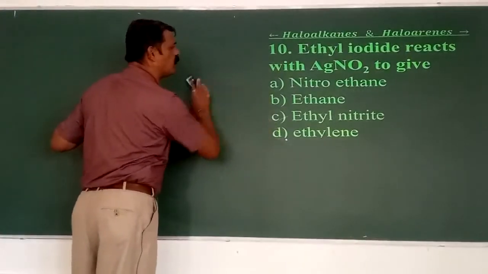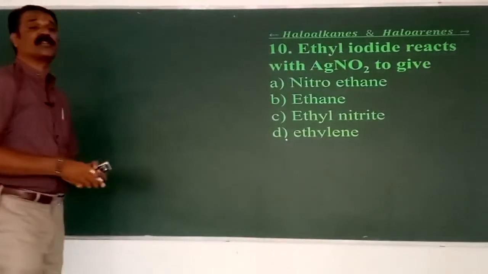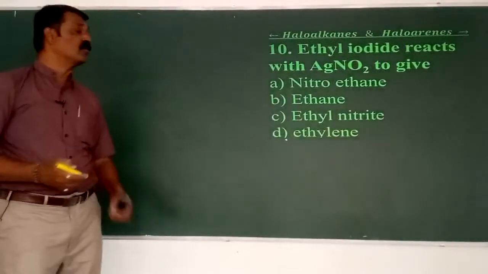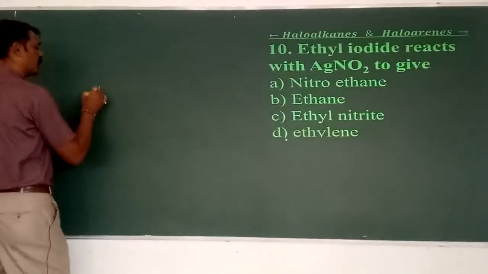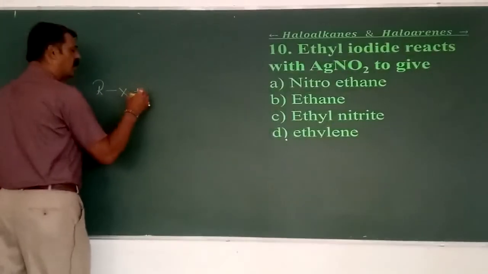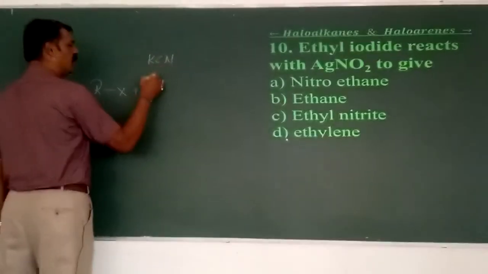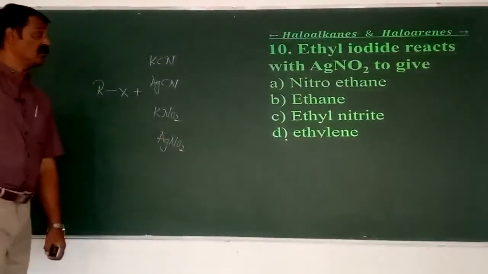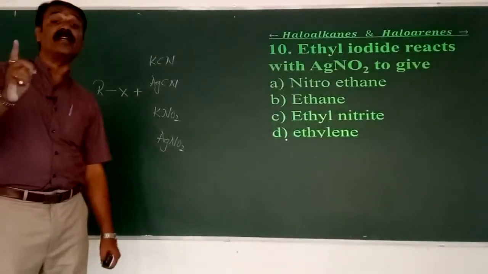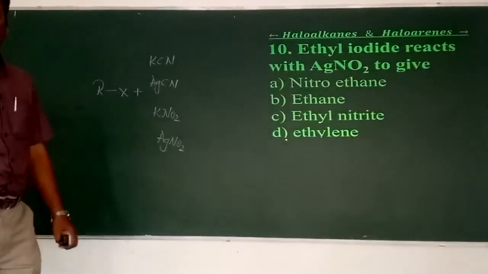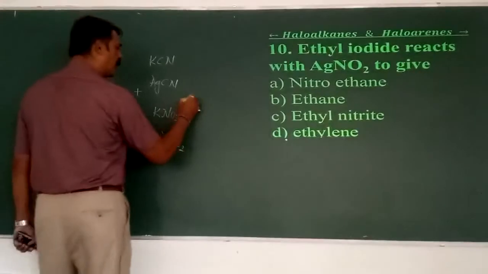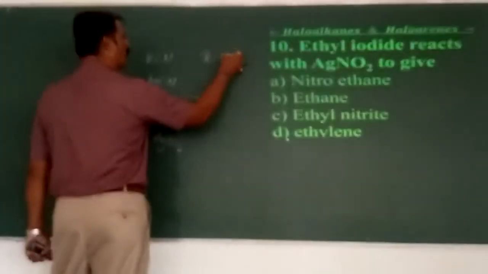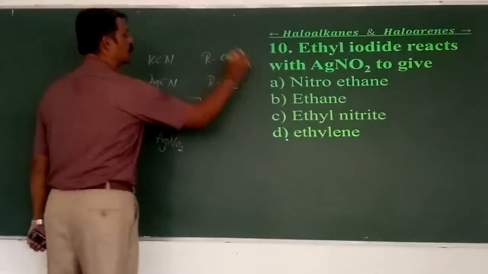Ethyl iodide reacts with AgNO2, silver nitrite, to give what? So you should be very familiar first. RX plus KCN, AgCN, KNO2 and then AgNO2. These two are very important here because they are considered to be the ambidentate nucleophiles. They are called as ambidentate. So here the product is respective cyanides, here respective isocyanides is formed.